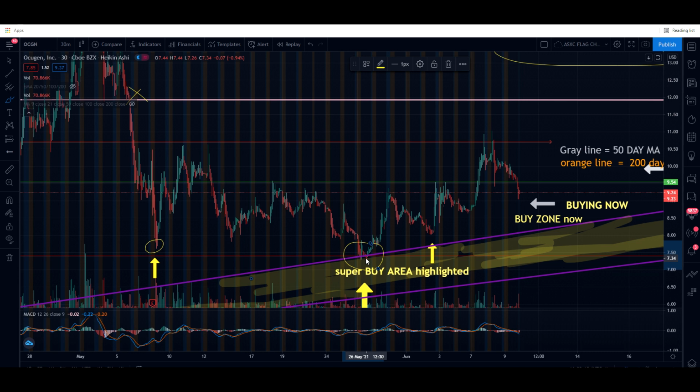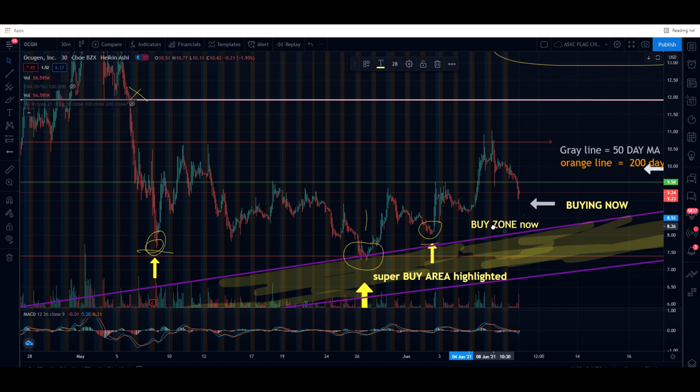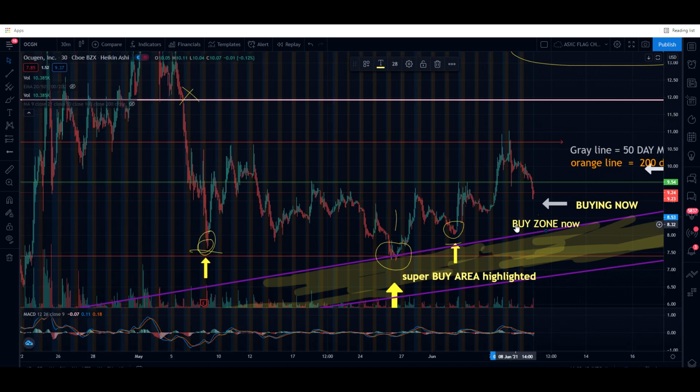I'm going to draw it out for you. This becomes the head. The left shoulder region, it's at $7.64. And the right shoulder region is at about $8.06. Now, these inverse head and shoulders are all opportunities for you to buy and add to your positions. If you're long on Ocgen, you just buy these super lows. Now, what's happening here is you'll notice that every time it has a bullish run, it gets retraced.